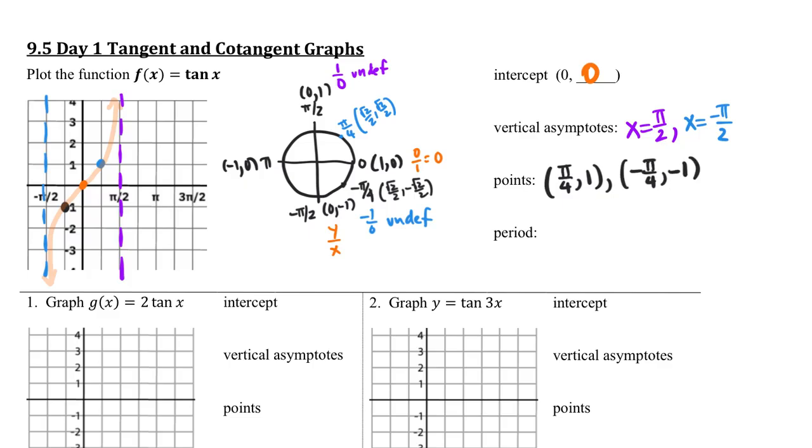Okay. Because all of this took place from negative pi over 2 to pi over 2, which is from here to here, it completed the full cycle in half a circle, which means the period is only pi.